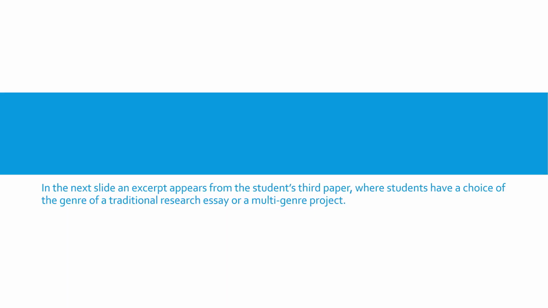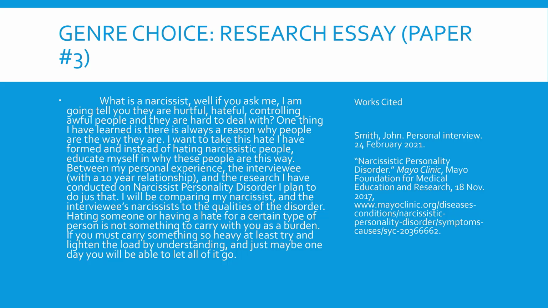The next slide is an excerpt from the student's third paper. In the third paper, you have a choice of doing either a traditional research essay or a multi-genre project. She picked the traditional research essay, so she needed to do research about NPD, and then she wrote about just the disease or the personality disorder, and she compared the typical symptoms of that personality disorder to someone that she had actually known. In a research paper, you'll have a works cited and so forth.